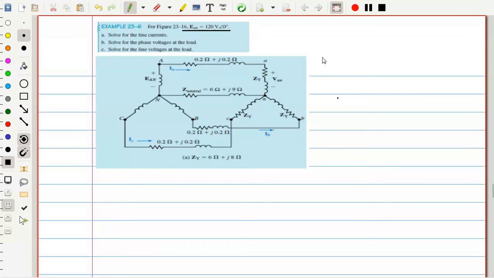Now observe what is given. They said that EAN is equal to 120 volts at an angle of 0 degrees. They didn't say anything about the B phase and C phase voltages. I told you we can assume RYB or ABC phases also. It all depends on individual interest.